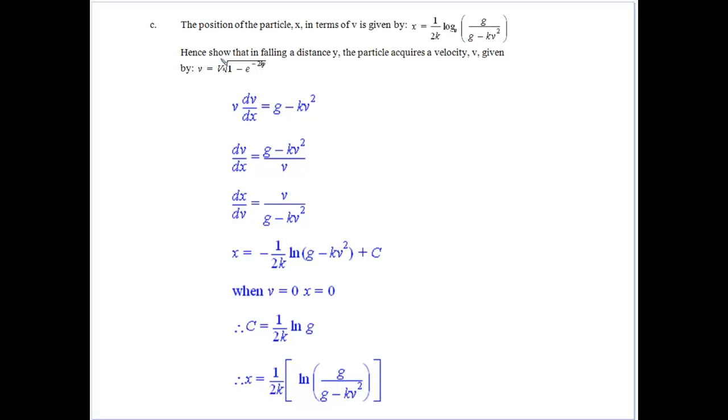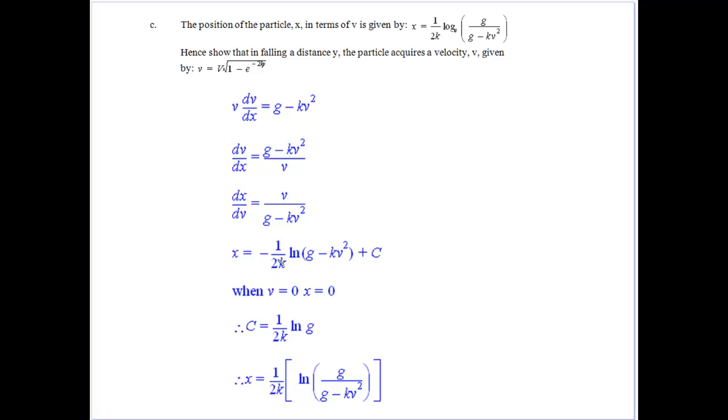And we hence want to find the distance y. It requires a velocity v given that expression. So what does that mean? Well, we want to get x in terms of v. So we start with v dv/dx, and again we get the division by v, and then we take our reciprocals. And again, this one works out nicely. Sometimes they work out nicely, sometimes not so much with the integration.